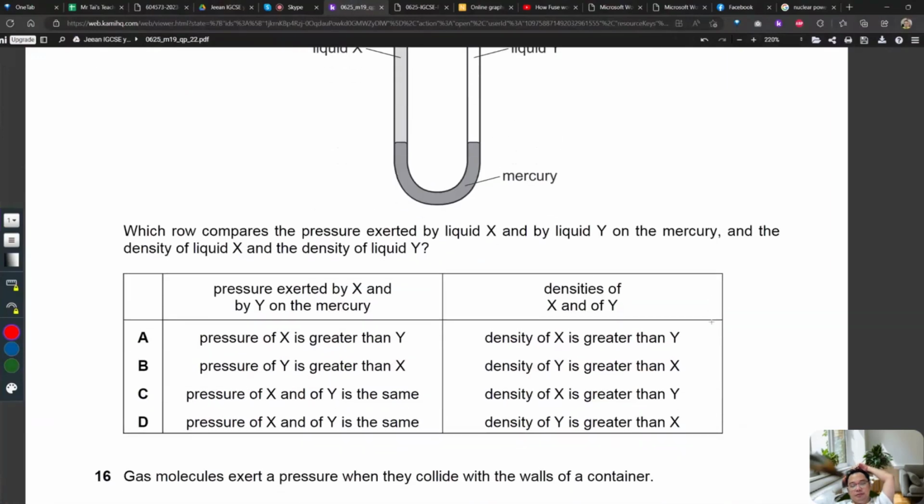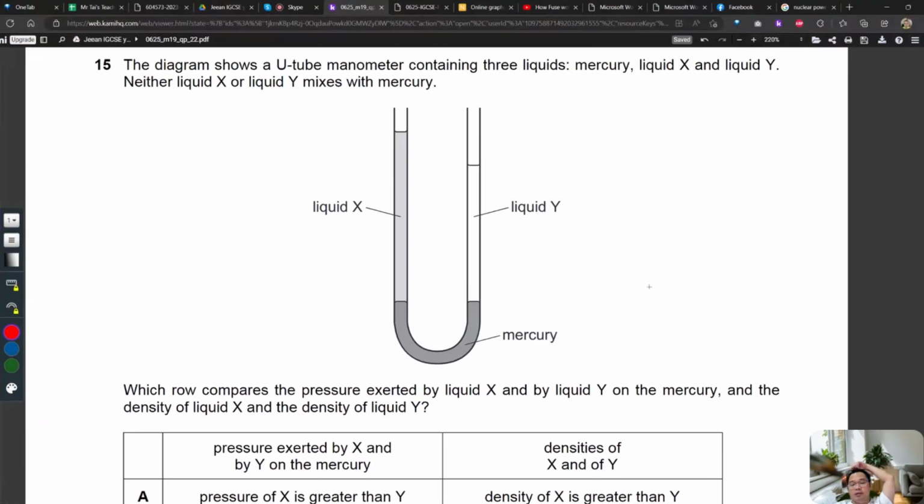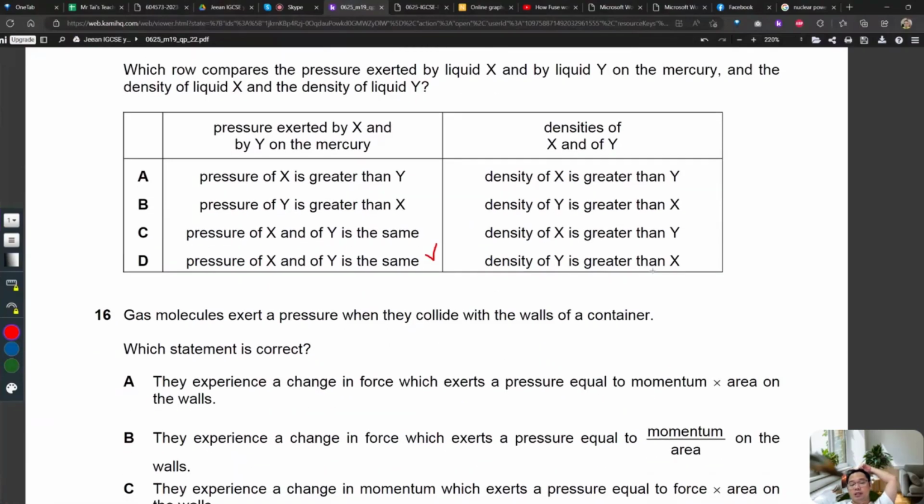D. Pressure the same, density. Pressure the same is the correct answer, and we see that liquid Y has a lower height but produces the same pressure. It means it must have greater density, huh? Y has greater density. Correct. Well done. Yeah, that is B.